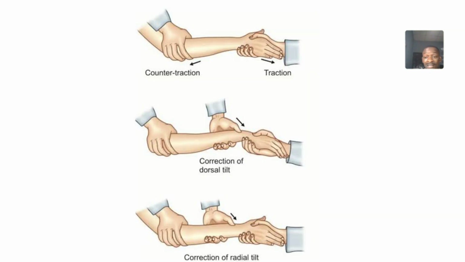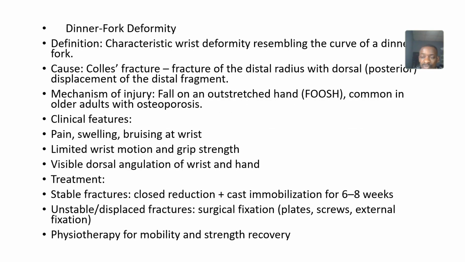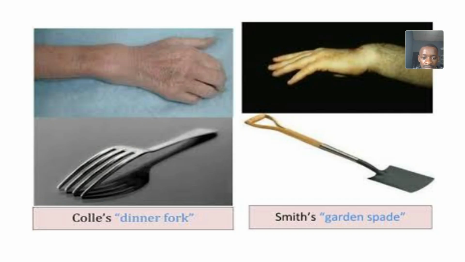So this is basically how to repair them. You can pause to observe how to realign the bone to fit in. So dinner fork deformity or spade, they call it the garden spade, they're actually classic wrist deformities. They occur around the wrist. So this is dinner fork, this is spade.